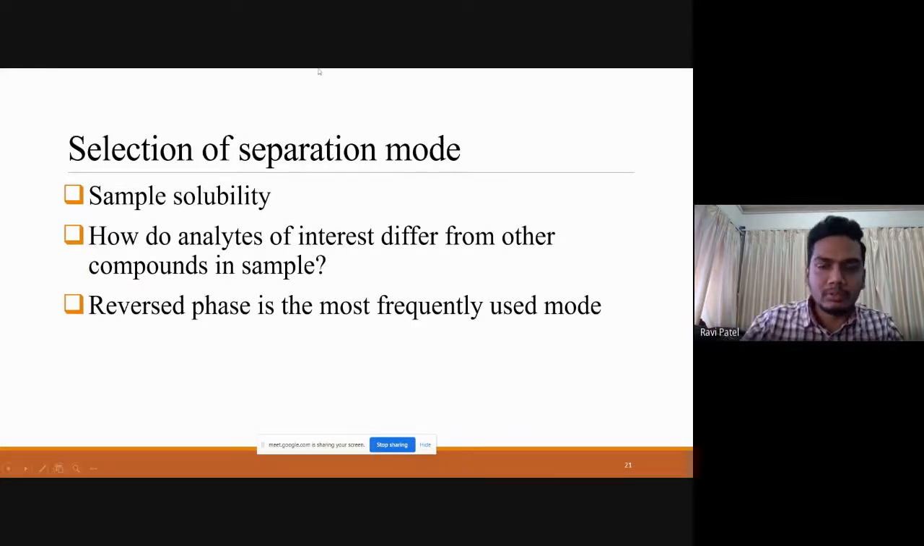Selection of separation mode. There are two types of separation. One is reverse phase and the other is normal phase. It generally depends upon the sample solubility, in which solvent your sample is going to be dissolved. If my sample is going to be dissolved in ACN, methanol, water, then generally we prefer reverse phase HPLC. If my sample is going to be dissolved in hexane, IPA, then we prefer normal phase HPLC.